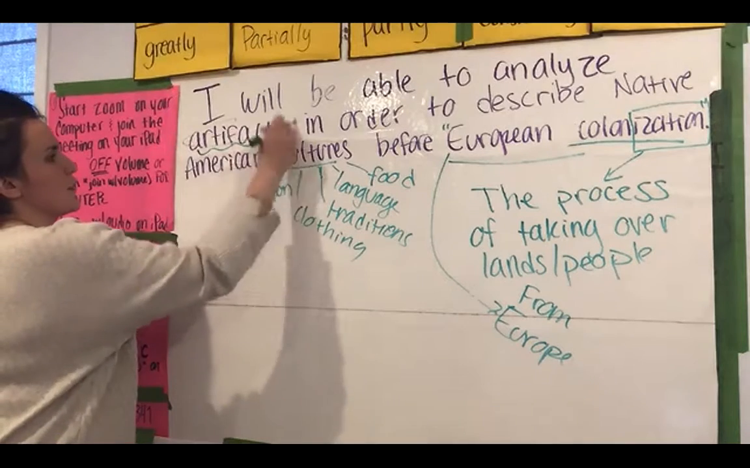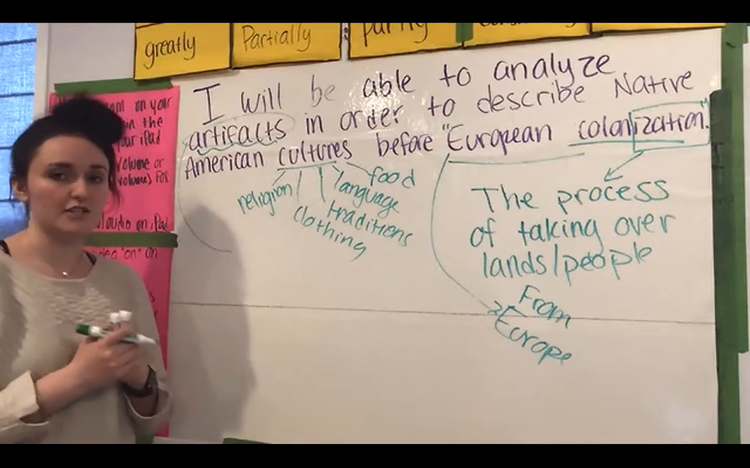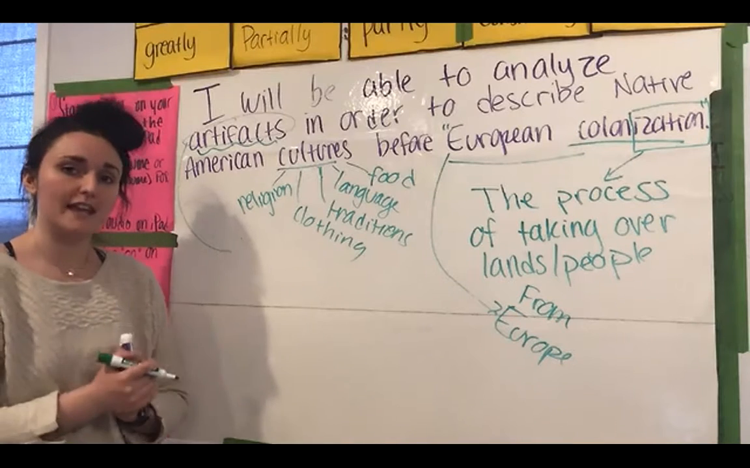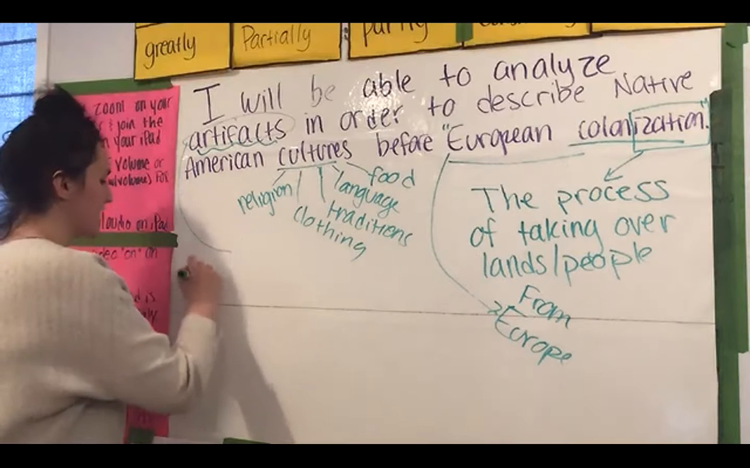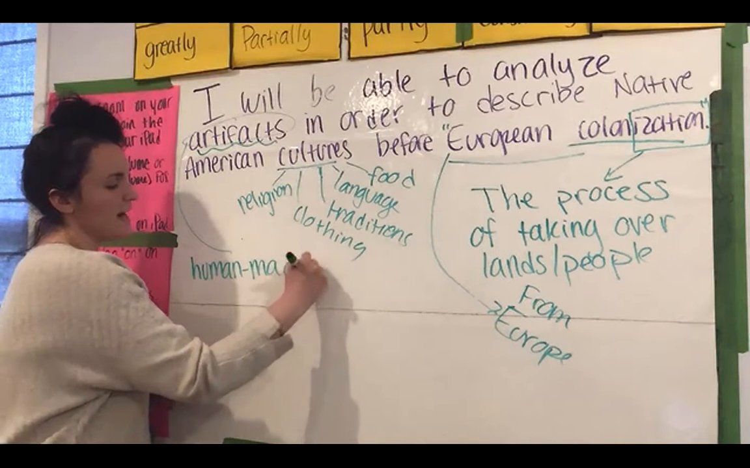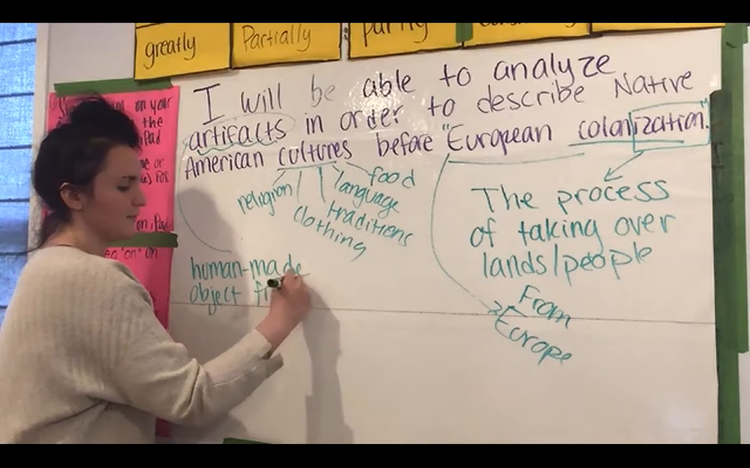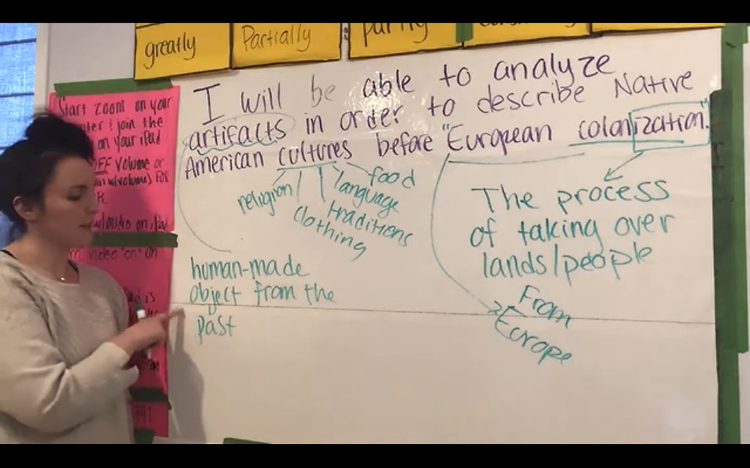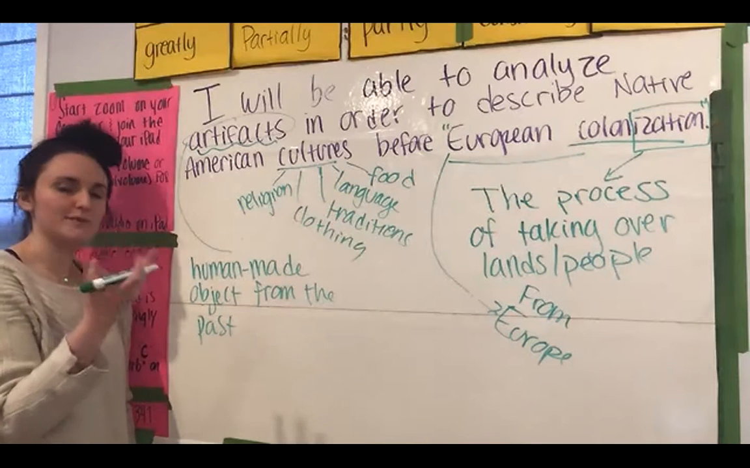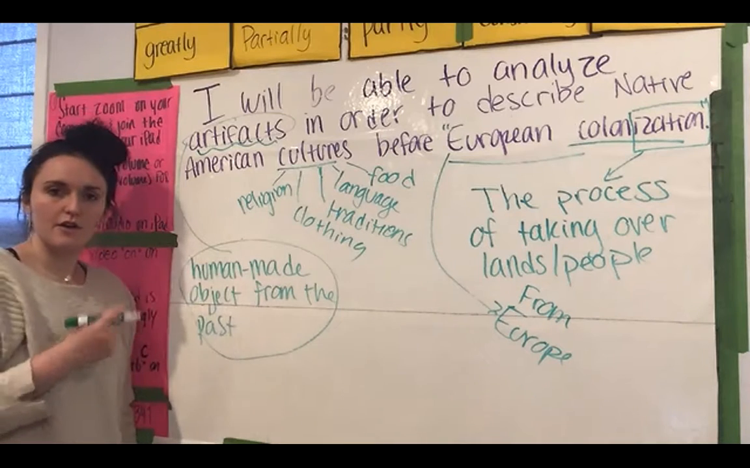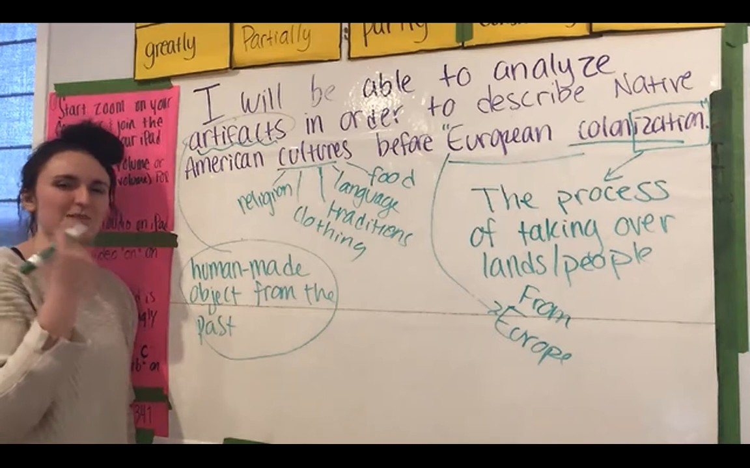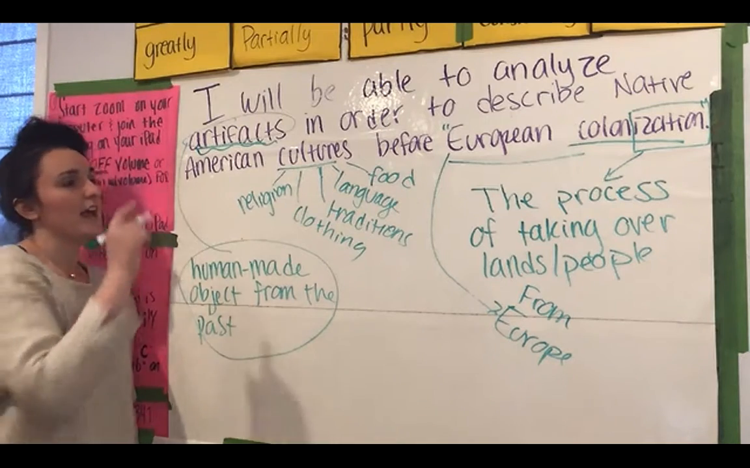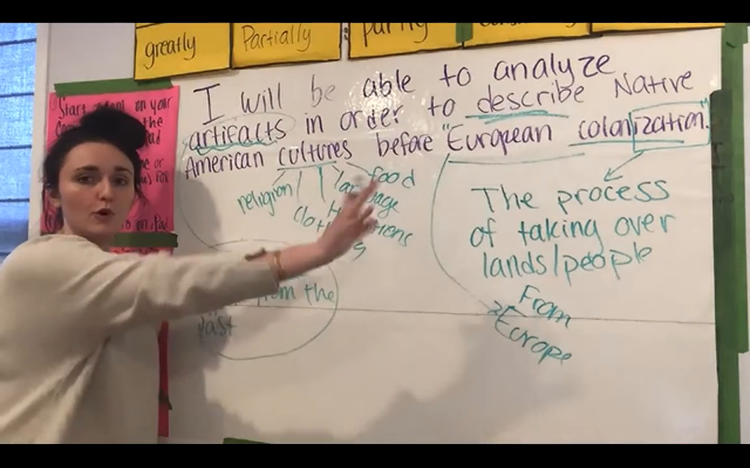In this learning target, we also have the word artifact. Now, you should have completed your RTL already before watching this video, but I'm going to assume that you have. Your RTL mentioned the word artifact, and in your RTL, you were looking at an artifact. That coat was an artifact. It was a human-made object from the past. That's all an artifact is. When we look at artifacts, human-made objects from the past, we can learn a lot about a group's history or a group's culture just by looking at artifacts from the past. So today, you will be analyzing human-made objects from the past in order to describe Native American cultures before European colonization.